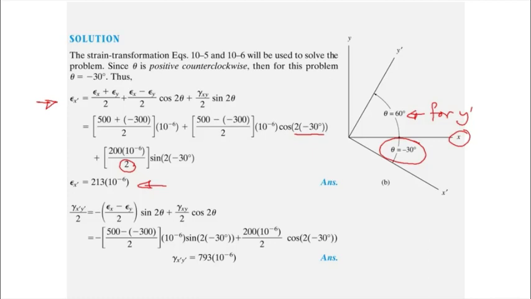And for the shear strain, we just use this equation here. Gamma x prime y prime over 2 is equal to negative of strain x minus strain y over 2 sine 2 theta plus gamma xy over 2 cos 2 theta. Replacing all the values for strain x, strain y, and gamma xy, and also theta is minus 30 degrees, we will get this answer here. Gamma x prime y prime is equal to 793 microns. Right?